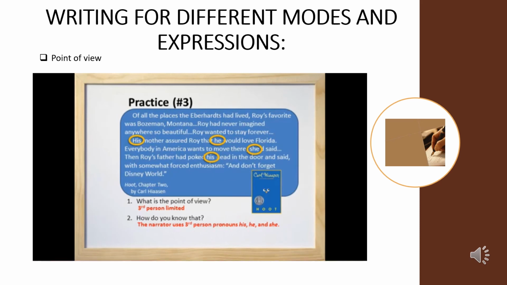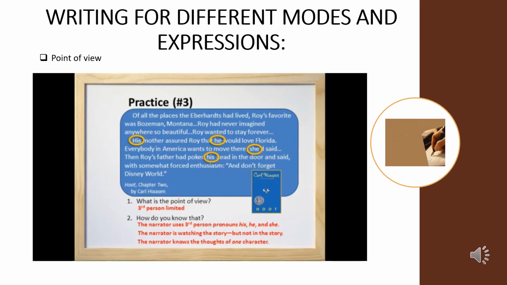Also, we know that this is third person point of view because this narrator is watching the story, but not in the story with the characters. This narrator is a little distant from the story and telling us about it. So that's a third person point of view. Finally, how do we know it's third person limited point of view versus omniscient or objective?